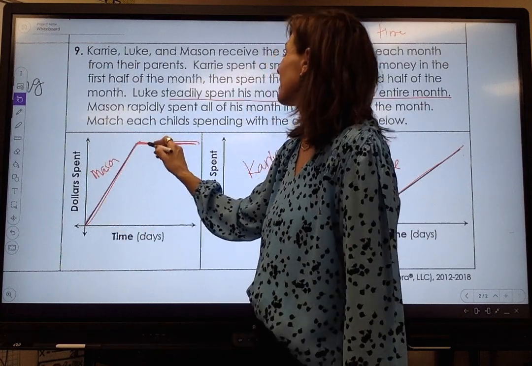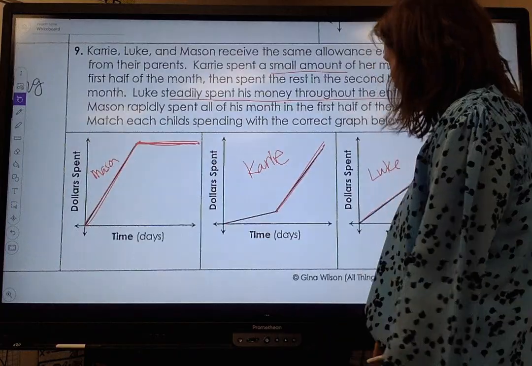He spends his money, and then he's out. He's done for the month. So that's what his graph looks like.